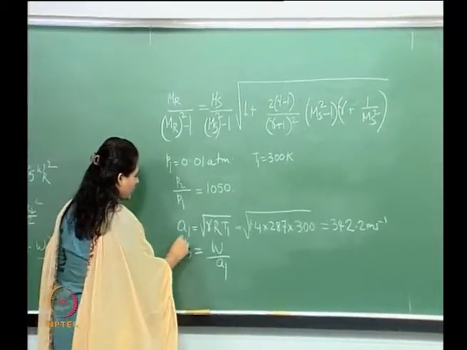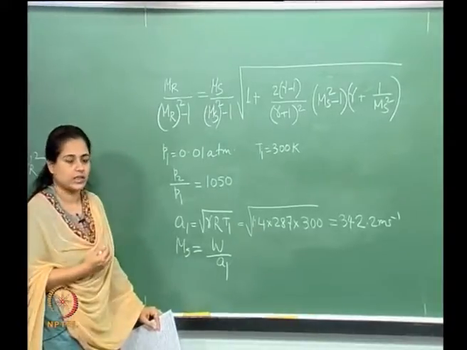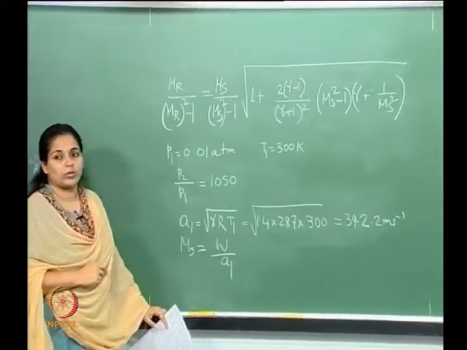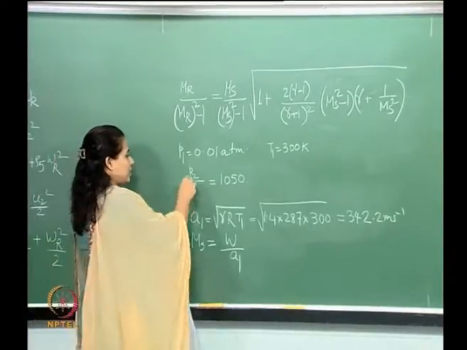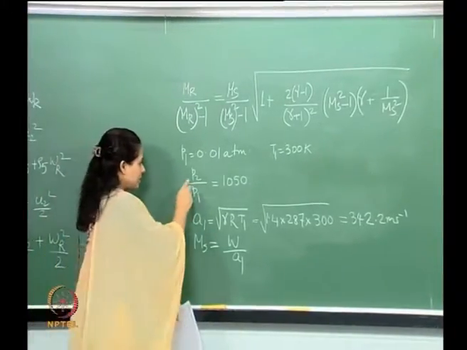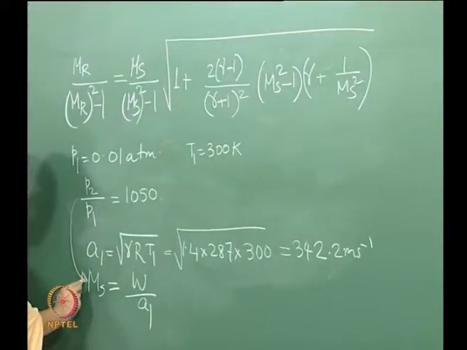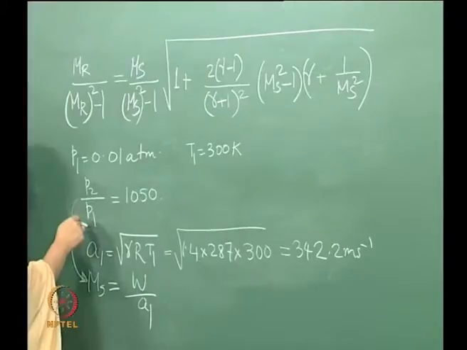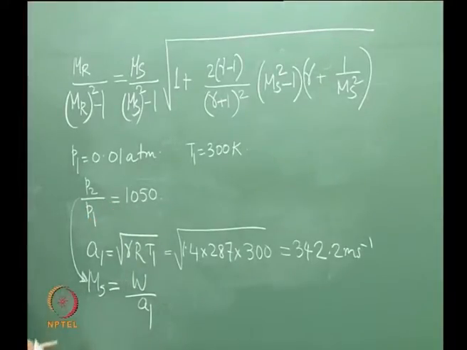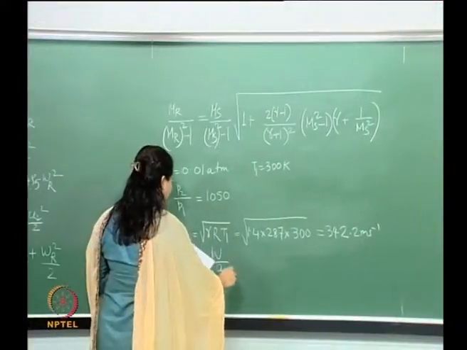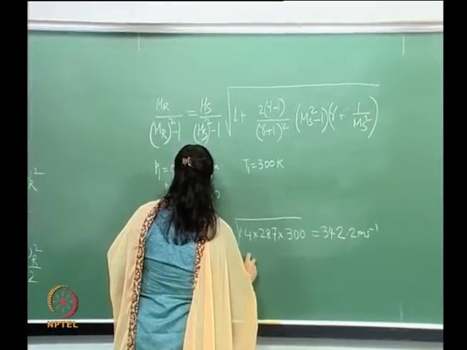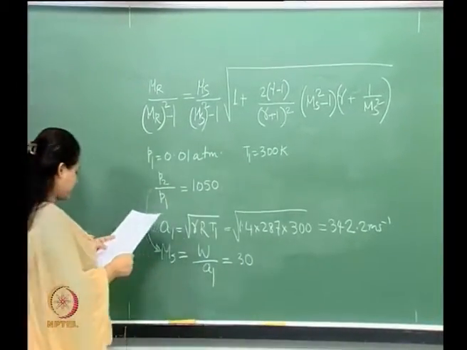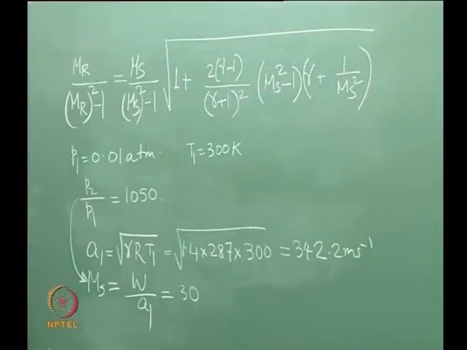So, we calculated the incident shock Mach number. In this case, what is given is P2 by P1. Now, this P2 by P1 corresponds to this incident shock wave. So, therefore, we just go and look at the normal shock tables corresponding to P2 by P1, which is equal to this. We find out the incident shock Mach number, which in this case comes out to be 30, okay, 30.